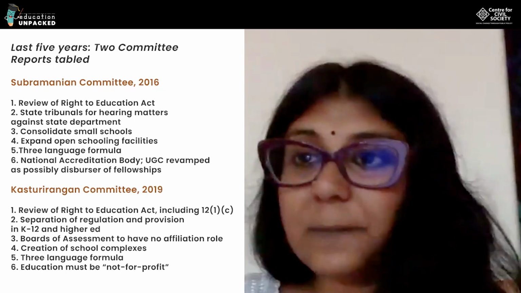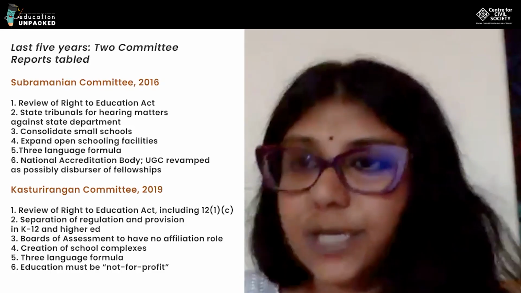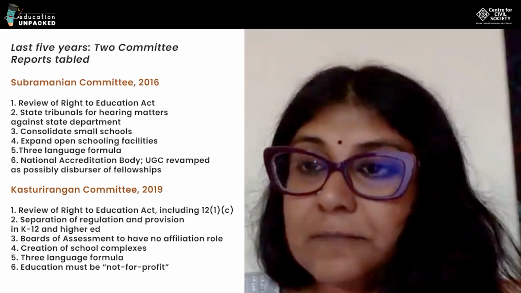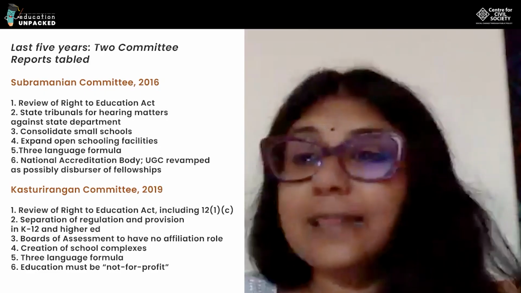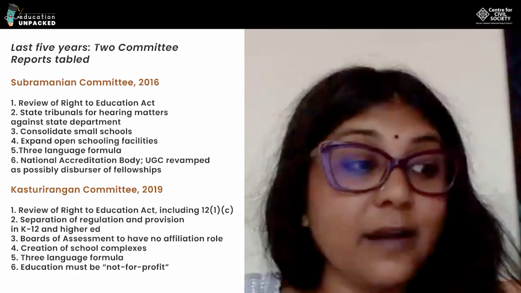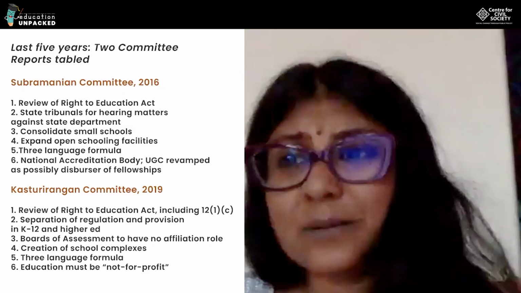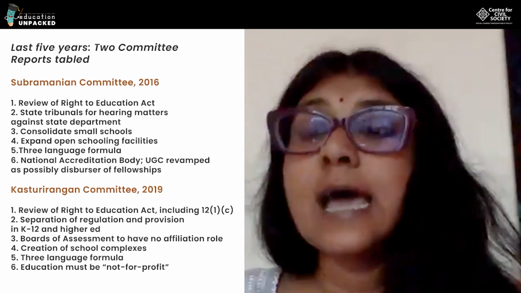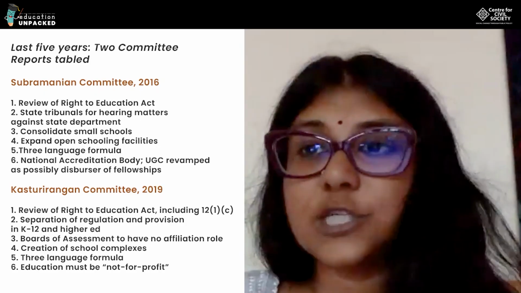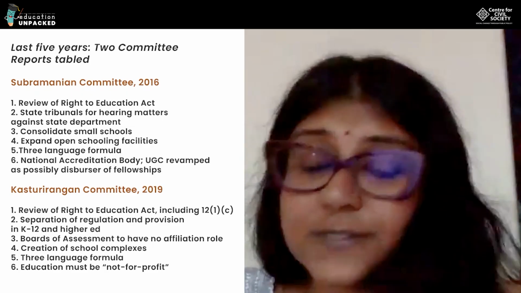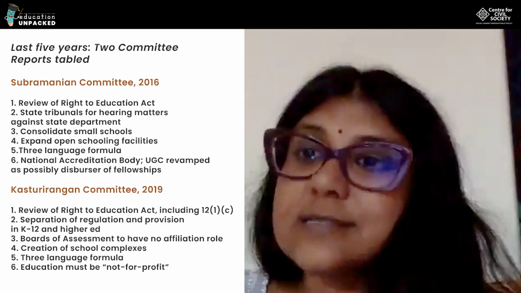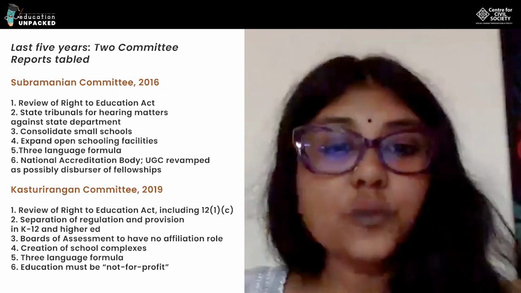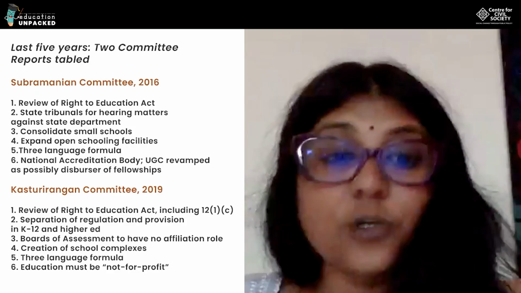Since 2014, the government began talking about recommissioning a national education policy. First, it set up the Subramanian Committee. Again, these are ad hoc expert committees led by senior experts from outside government that then present their recommendations based on expert consultations, consultations with state governments, parents, and all kinds of stakeholders, an extensive review of evidence and literature, and of course, internal working documents of the government. The Subramanian Committee submitted its report in 2016.